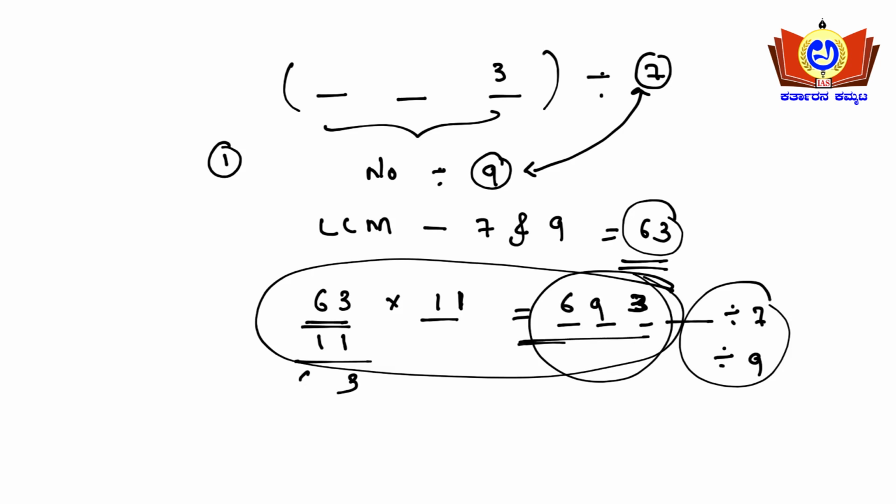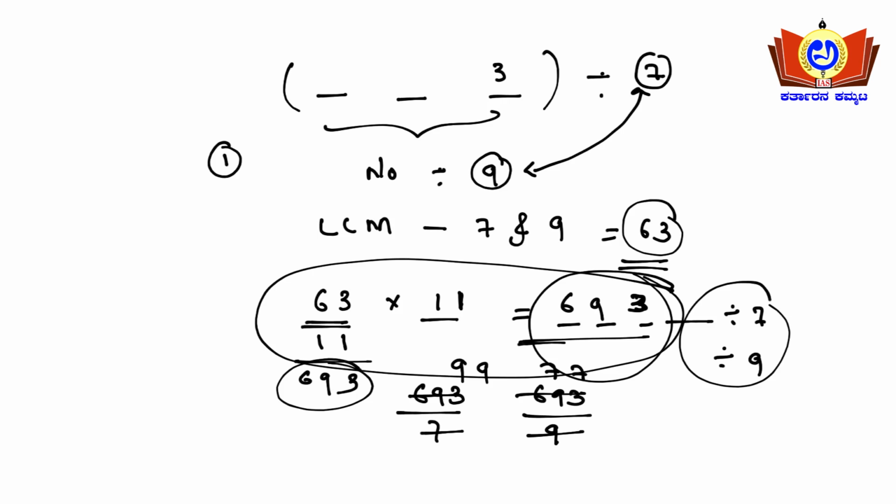So 693 is the number here, and this 693 is divisible by 7, since 7 9s are 63. Also 693 is divisible by 9, since 9 7s are 63. Hence the only number which will be there is 693, which is divisible by both 7 and 9, yielding the remainder 0. The first statement's condition is finished here.